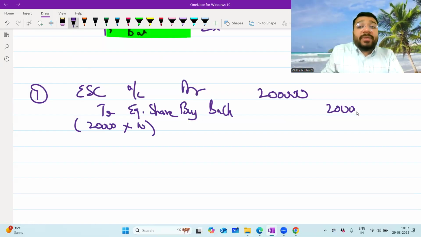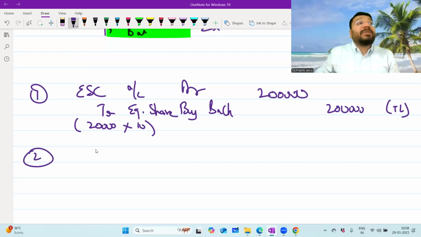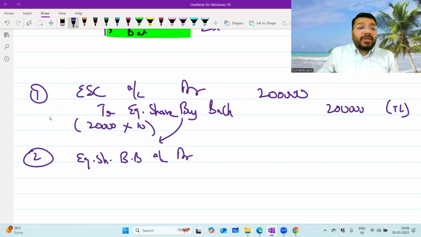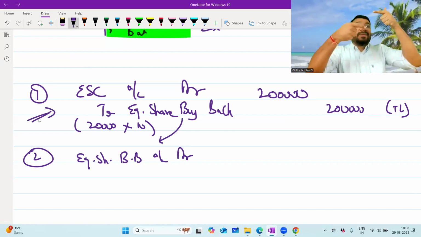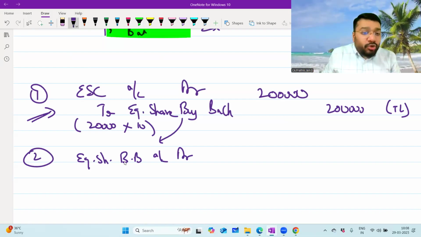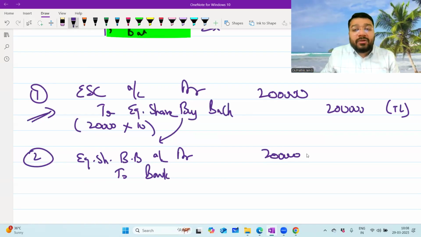What is the nature of equity share buyback account? Sir, it is a temporary liability. Now, upon payment, this temporary liability needs to be reversed. So what is my payment entry? Very good. Equity share buyback account debit. To cancel the credit, I have to give a debit. So this entry is like purchase to creditor, and when you make the payment, it is creditor to bank. Like that, equity share buyback to bank. How much? 2 lakh, 2 lakh.